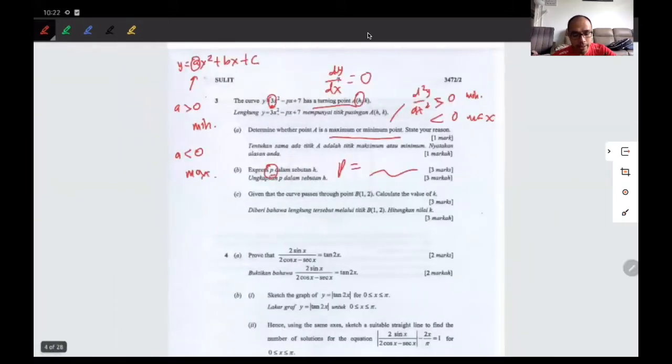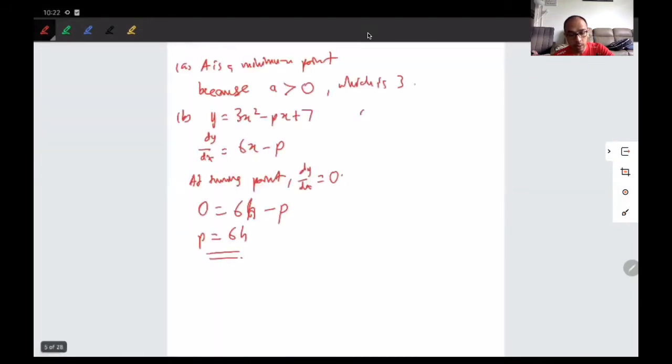Okay, given that the curve passes through B(1, 2), calculate the value of k. Okay, now if we are given (1, 2), we can substitute this in here to find the value of p. Okay, so I'm going to start now. So y equals 3x squared minus px plus 7. You substitute the coordinates inside. The coordinates is 1 and 2. So 2 equals 3 times 1 minus p times 1 plus 7. You can get the value of p already.